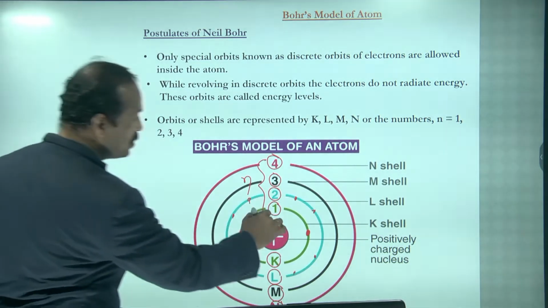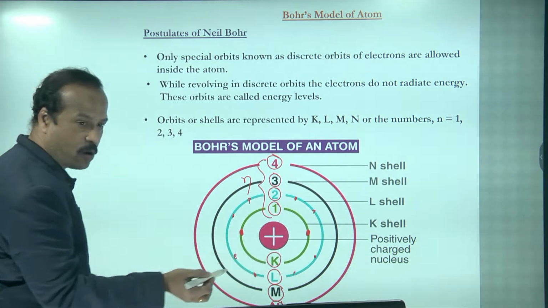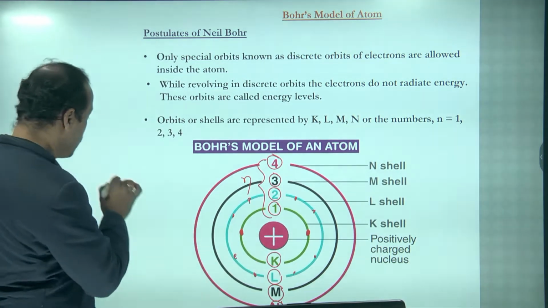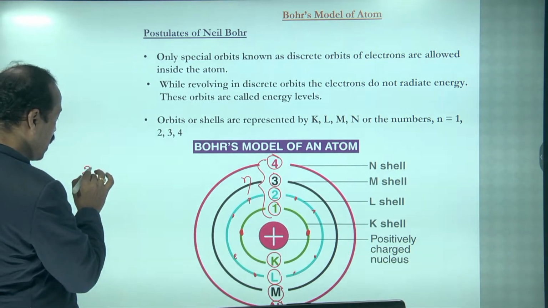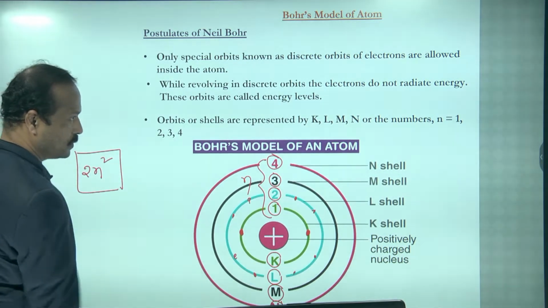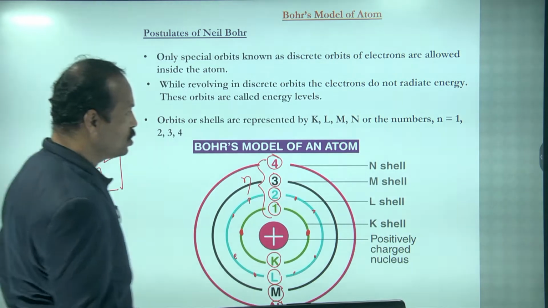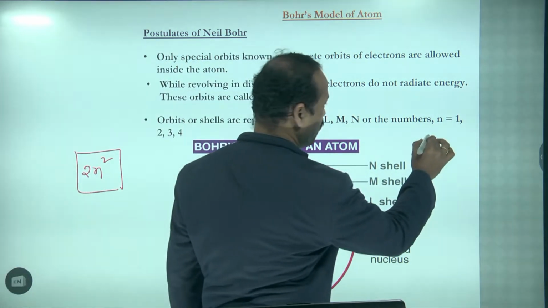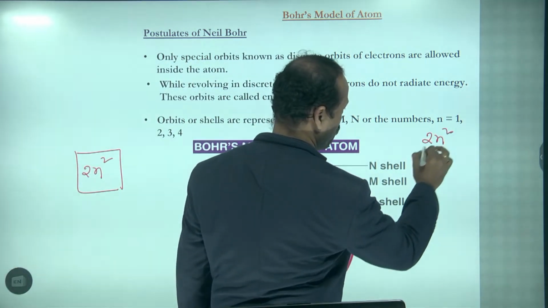Here, the maximum number of electrons that can be accommodated in any orbit is given by the formula 2n square. What is the formula? 2n square. So here I am writing 2n square.